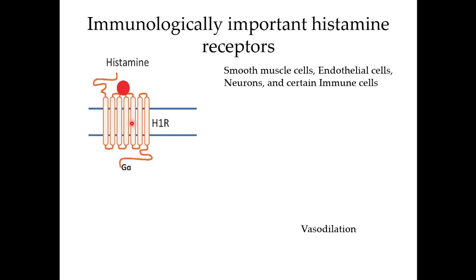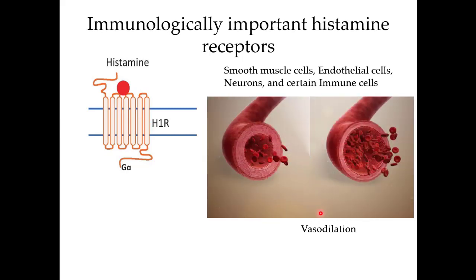For example, the activation of the receptor leads to vasodilation. You can see in this particular image, this is a normal blood vessel, and this is a dilated blood vessel. So the binding of histamine to the H1 receptor, say for example on the endothelial cells of the blood vessels, is going to lead to the process of vasodilation.